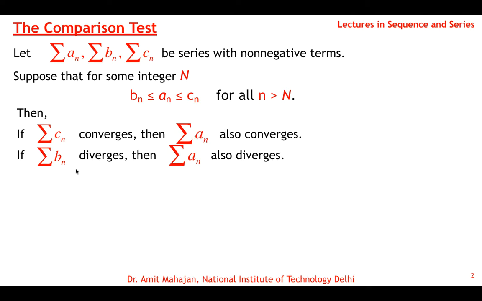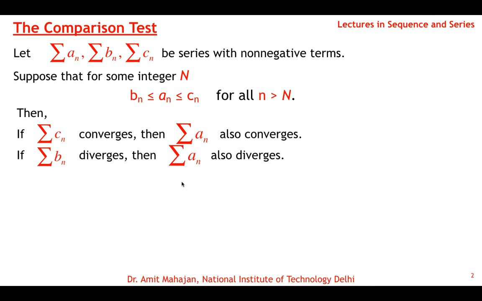Similarly, if the series of bn diverges, that means the partial sum of bn is not bounded from above. Because an are bigger than bn and the partial sum of bn is not bounded from above, the partial sum of an cannot be bounded from above, and so the series of an also diverges.